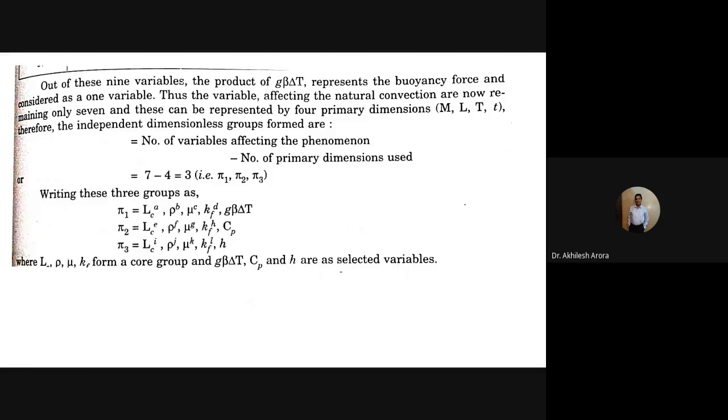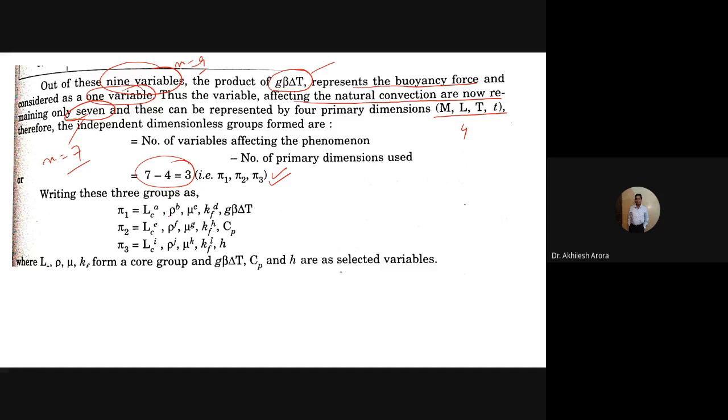So once again, there are 9 variables, so the value of n is equal to 9. But what we can do is take the product of 3 things, that is g, beta, and delta T, which represents the buoyancy force. In case of natural convection, buoyancy force is a very important parameter, so we are considering it as a single variable. Thus, the variables affecting natural convection now remaining are only 7. So now we have n equal to 7 rather than 9. Once again we have 4 primary dimensions, so the number of pi terms will now be equal to 3. So we can form 3 pi terms.